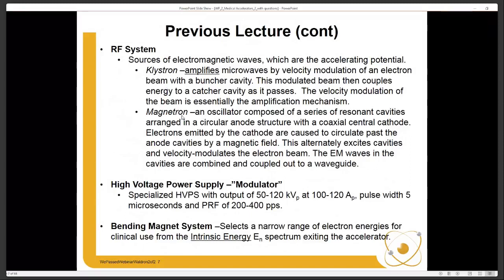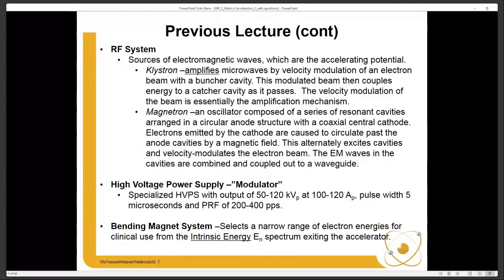The other source of microwaves used in medical accelerators is the magnetron. A magnetron is generally set up as an oscillator in these machines, and it is composed of a series of resonant cavities arranged in a circular anode structure with a coaxial central cathode. Electrons emitted by the cathode are caused to circulate past the anode cavities by a magnetic field. Like the klystron, the electrons passing the cavities exchange energy with the cavities. This alternately excites the cavities, very much like the buncher and the catcher cavities in the klystron. This energy exchange creates very large electromagnetic fields within the cavities that can then be combined and coupled out of the magnetron into a waveguide.